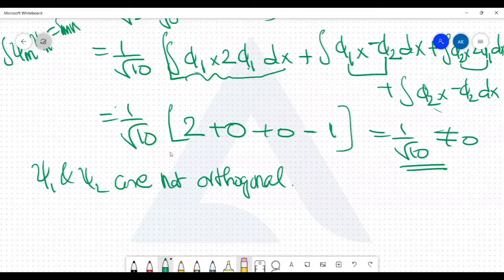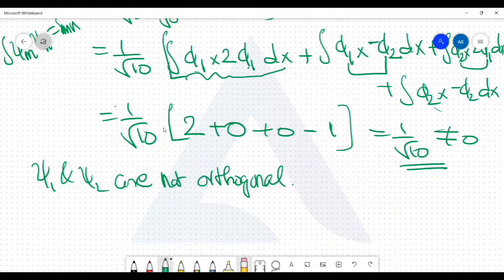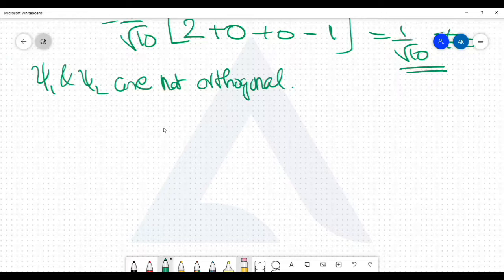This is the method. But this is very difficult. Therefore, we don't follow this method in examination. Let me repeat that question again by a simplified method.